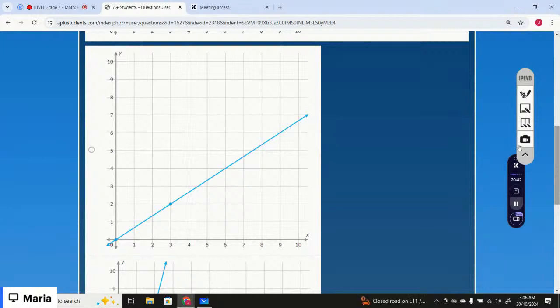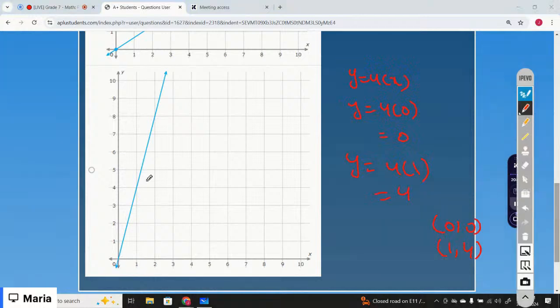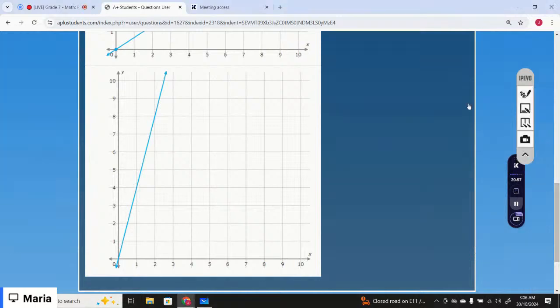But x equals 1, y equals 4 is not the point on this graph, right? Let's just check the second one. Here is 0, 0 and x equals 1, y equals 4. Here it is, right? So that means option number 2 is the correct option. That is, 0, 0 and 1, 4 are the points on this graph. So the second one is the correct option. Got it?